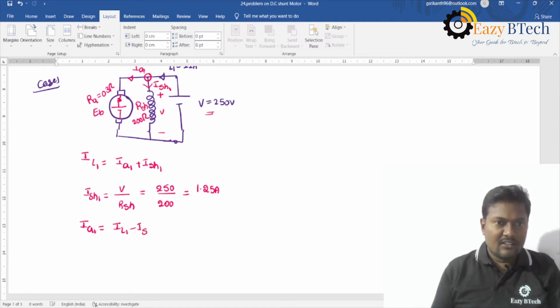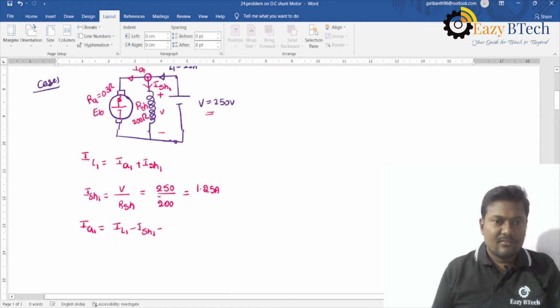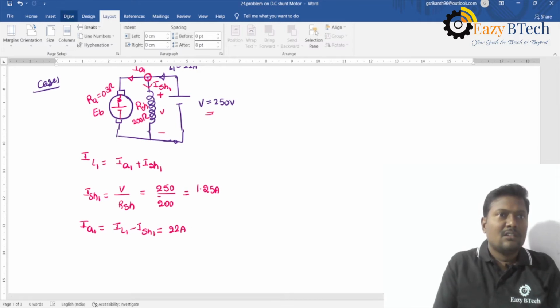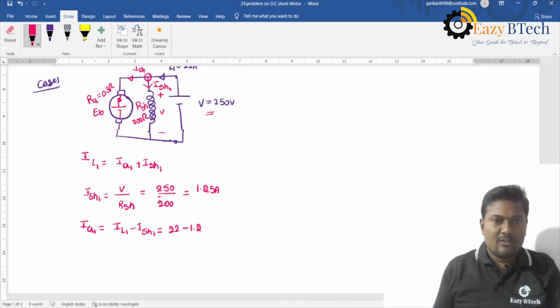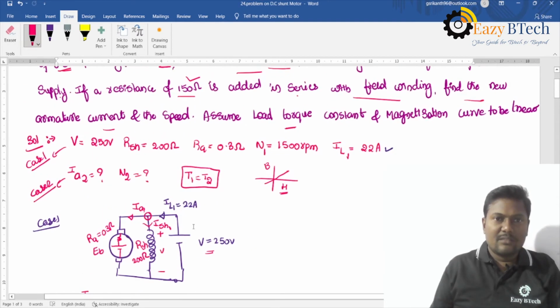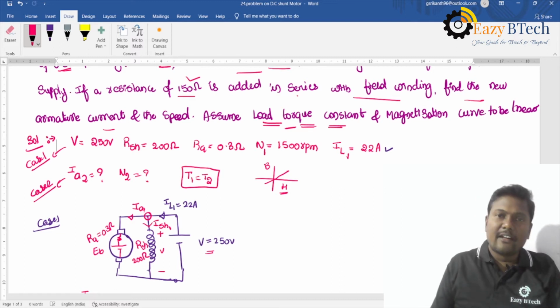So from this you can calculate IA1, which is equal to IL1 minus ISH1. The supply current for this load is 22 minus 1.25, that should be equal to 20.75 amperes. As given in the problem, assume that the load torque is constant.